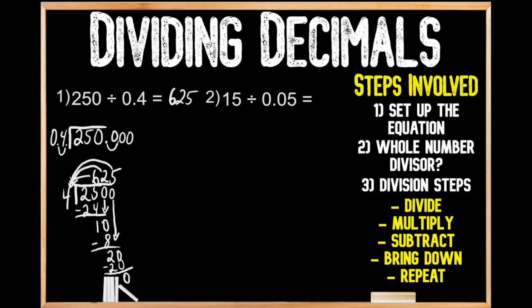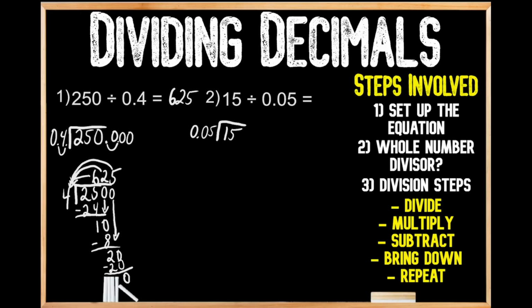So looking over to the right-hand side here, we'll remember that our first step is to set up the equation. And in this case, our dividend happens to be 15. So we're going to write 15 down below. We're going to put our division bar up top, and then we're going to add our divisor to this equation. And our divisor here is 5/100ths. So we're going to write 5/100ths to the left and on the outside of our division bar.